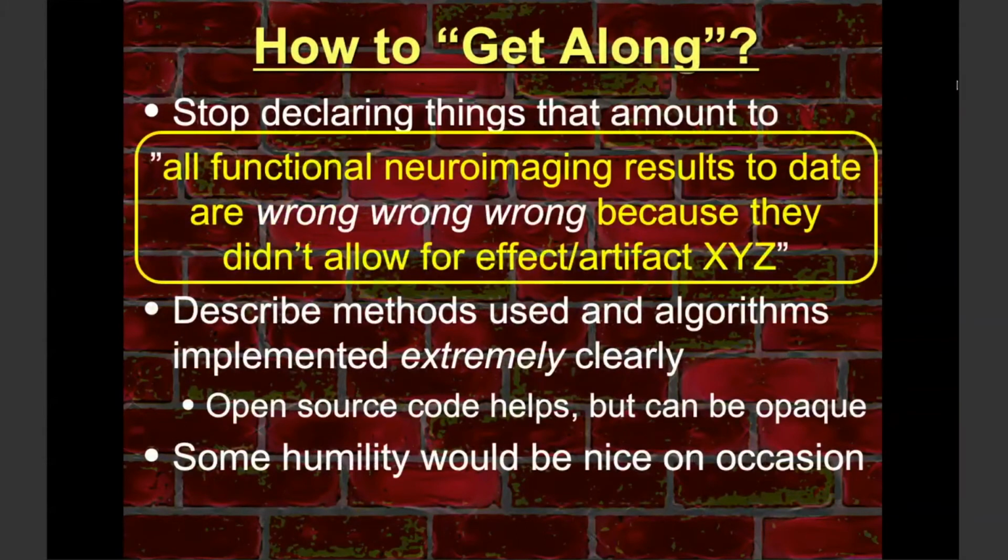I mean, people should stop saying everything's wrong because they didn't allow for this effect, which I just noticed. It's unlikely that everything's wrong. I mean, I'm exaggerating, of course. People don't say everything's wrong, wrong, wrong, but they kind of imply it.